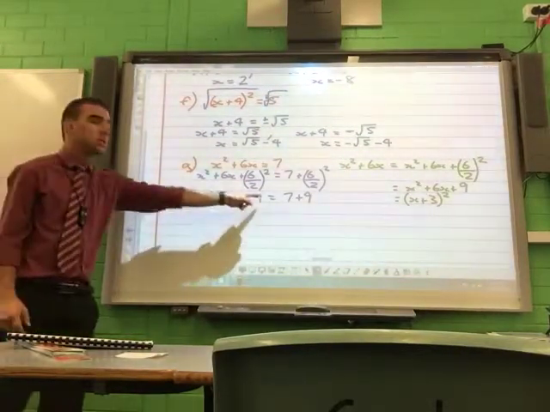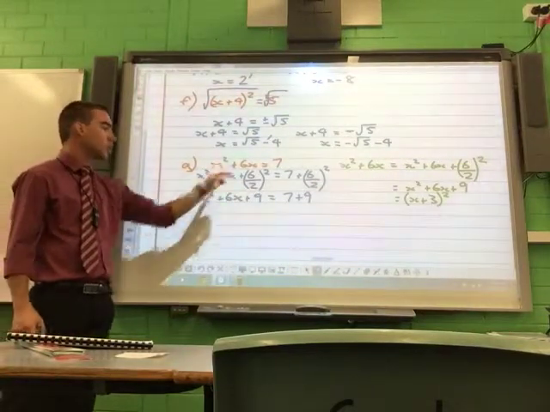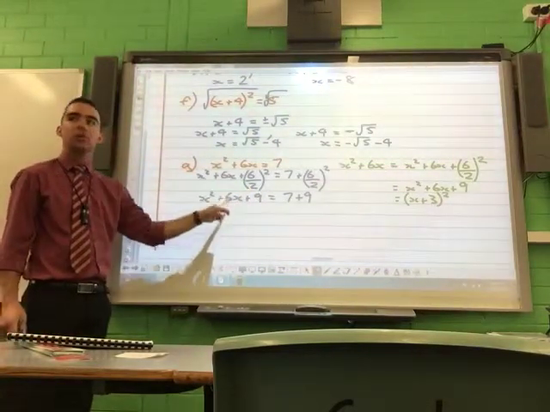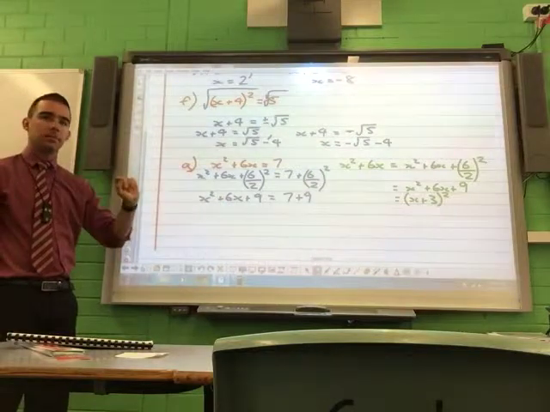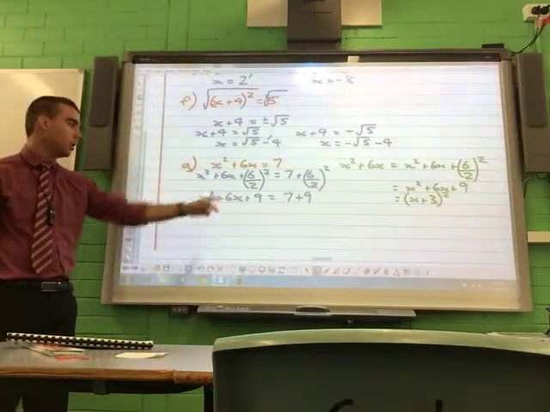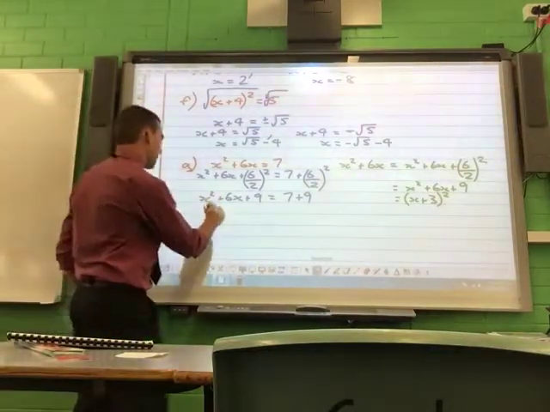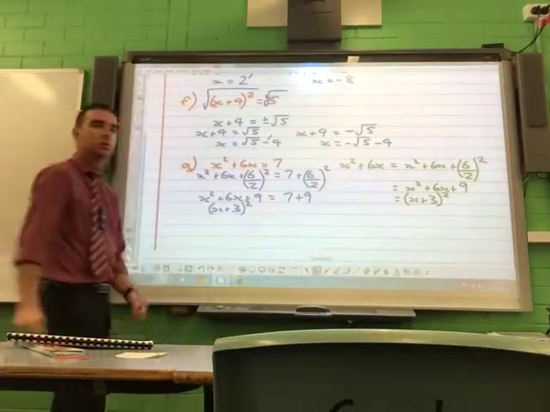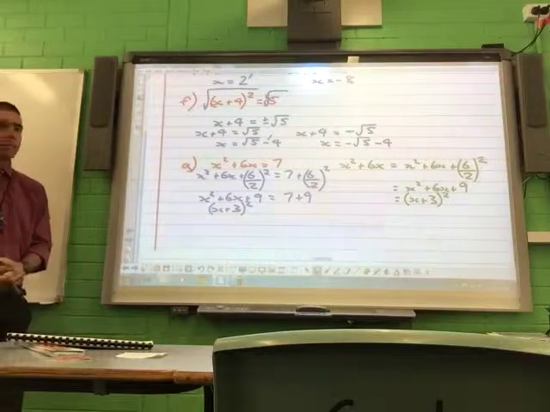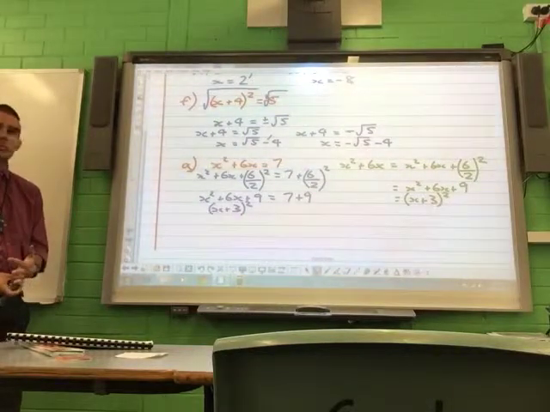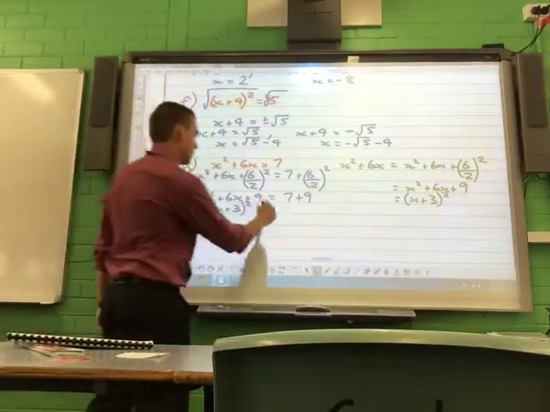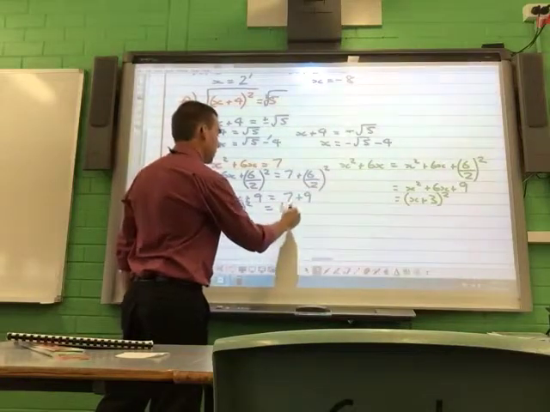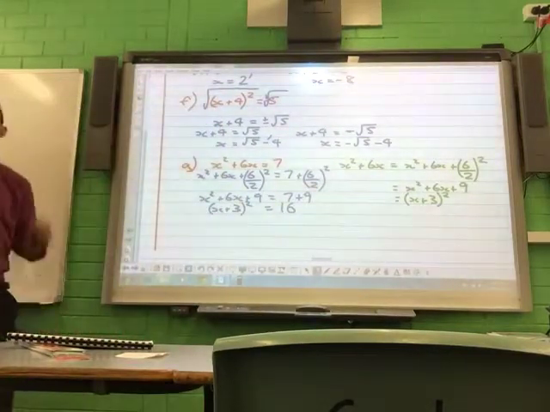Let's factorise this. This is now a perfect square. It's two numbers multiplied to give 9, same two numbers added to give 6. 3 times 3, 3 plus 3. It'll be x plus 3. Because it's the same number, we write it as x plus 3 all squared. 7 plus 9, 16.